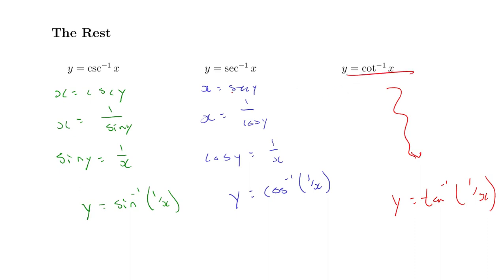So if you want cotangent inverse, if you want secant inverse, if you want cosecant inverse, you can just write those in terms of sine inverse, cosine inverse, and tangent inverse. So that way, if you really need to do something with that on your calculator, grab these things here. That's kind of neat, I think.